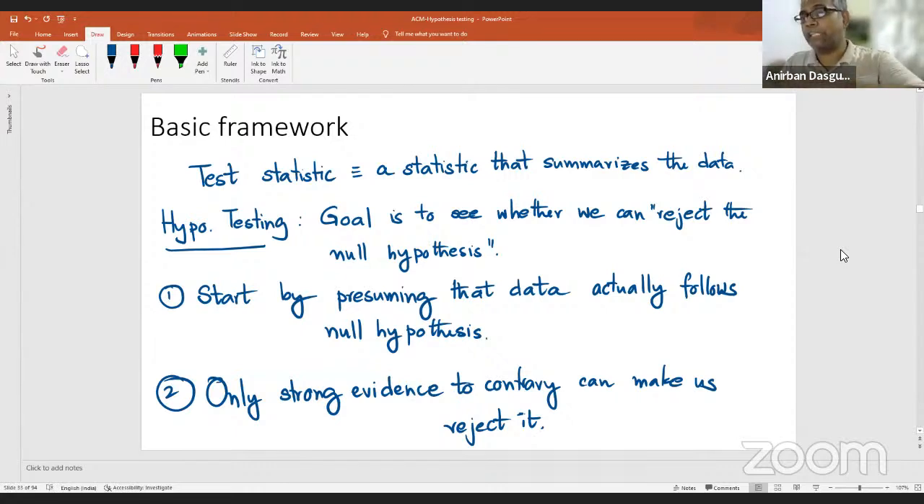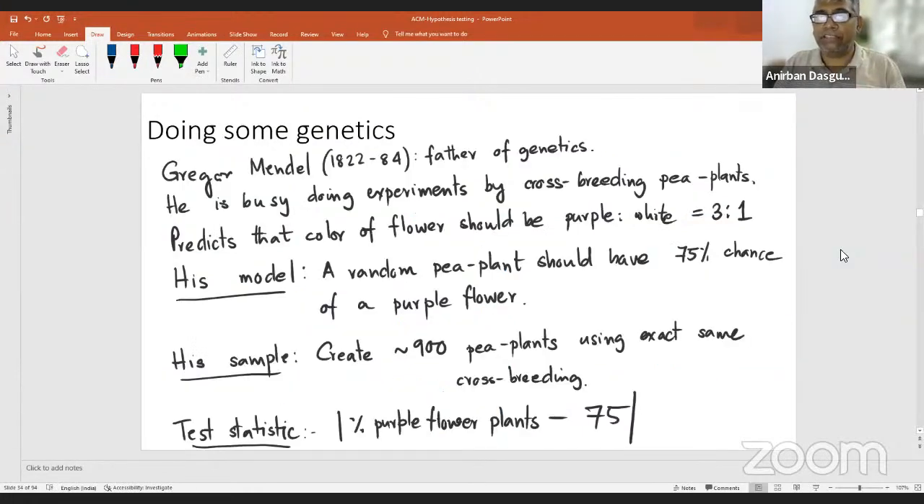Then you start by presuming the data actually follows the null hypothesis. And then you ask, if that happens, what is the distribution of the test statistic? Then you look at the data sample that you have collected and see what the value of the test statistic is for it. And then you see whether that looks unlikely according to the distribution that I had just drawn in step number 1. If it lies very far off in the tail, if it looks very, very unlikely according to that distribution, you then conclude the rejection of the null hypothesis. Okay? Let us see.